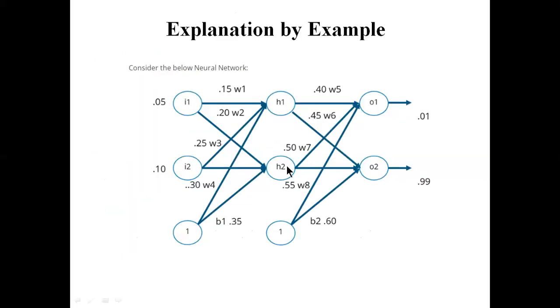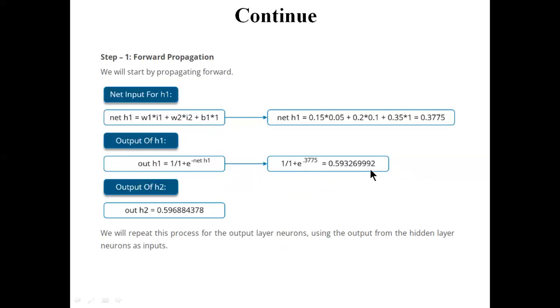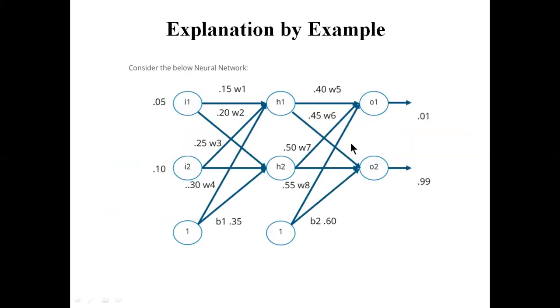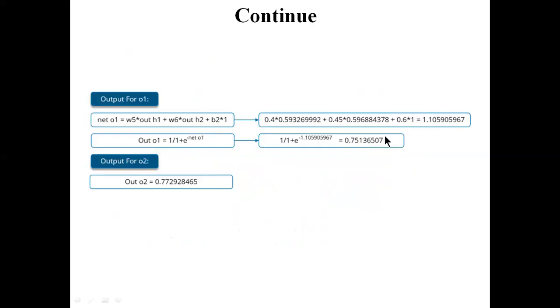Next, the outputs of h1 and h2 are going to the O1 and O2 nodes. So we are calculating the output for O1. net O1 equals W5 times out H1 plus W6 times out H2 plus B2 times 1. And we are getting this value. Again there is an activation function, the sigmoid function. So this value goes to the activation function, and we get the ultimate output O1 as 0.75136 in spite of the target 0.01, and we get output O2 as 0.77 in spite of 0.99.